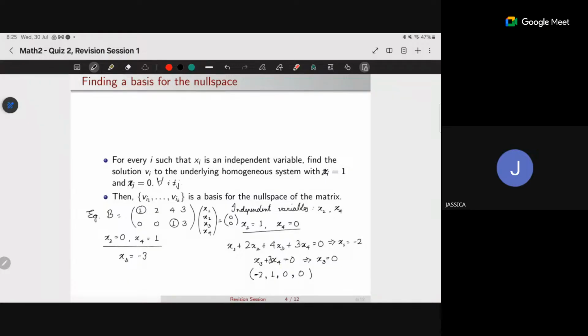Is this fine? Yes, sir. And then what would x1 become? X1 would be 0, is it? 2x2, 4x3. I don't think it is 0. It's 9. Right. So what is the vector? 9, 0, minus 3, 1.